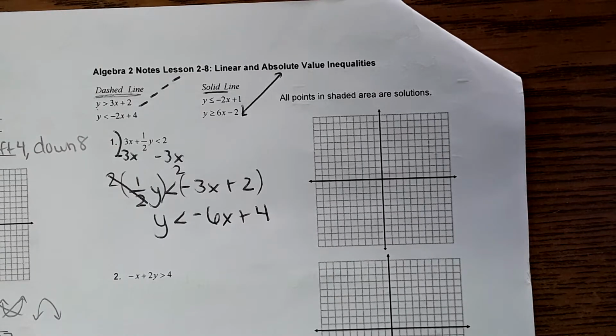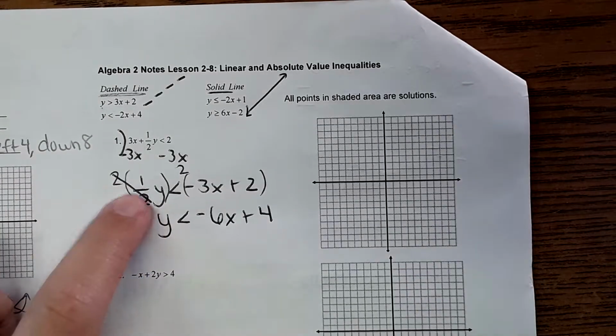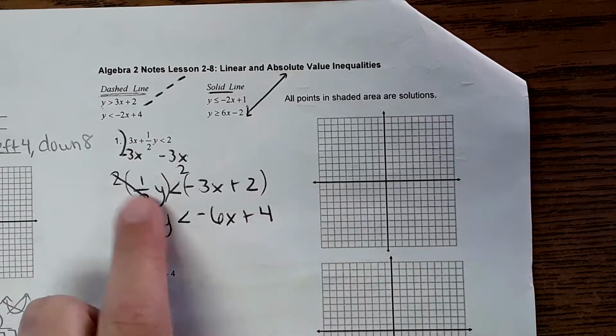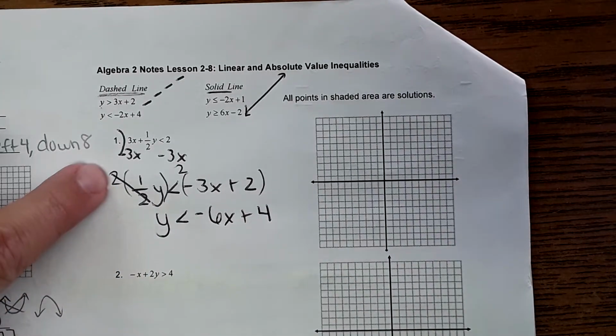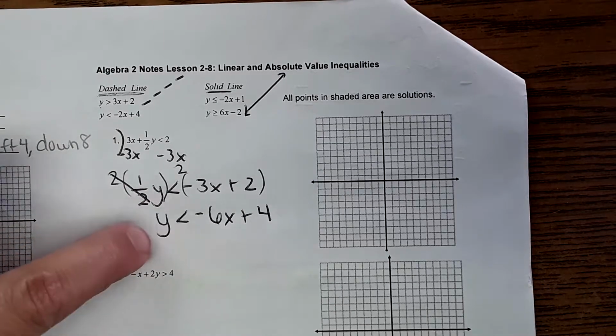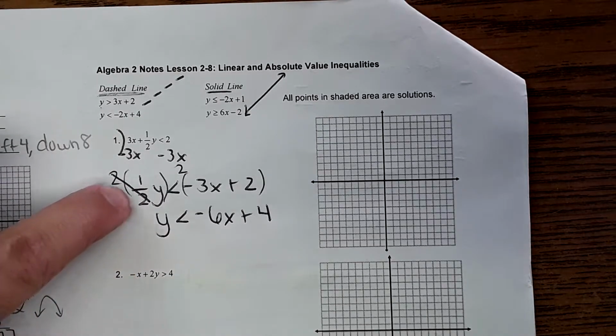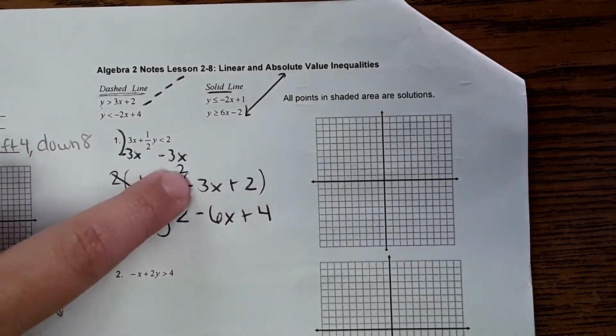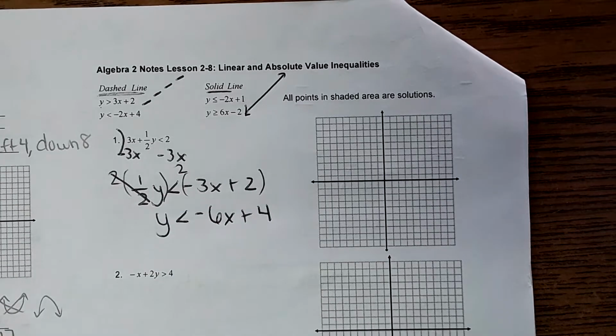Why do you do plus 2? So to get rid of that 1/2 on the y, I'd have to divide everything by 1/2 to get it to cancel. But instead I multiplied everything by 2, because 2 times 1/2 is 1, and 1 times y is y. And whatever I did on this side of the inequality, I had to do on this side. So 2 times... Does that make sense? Yeah.